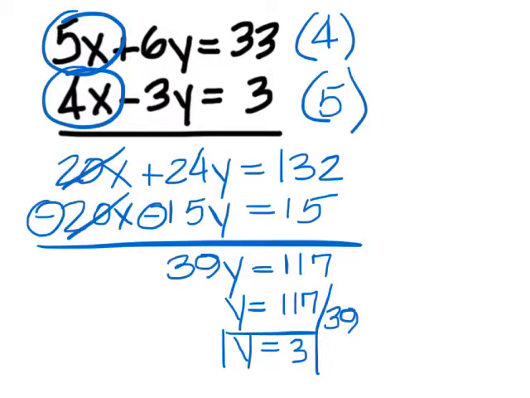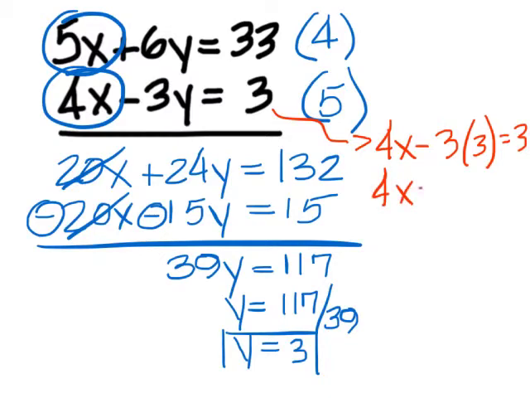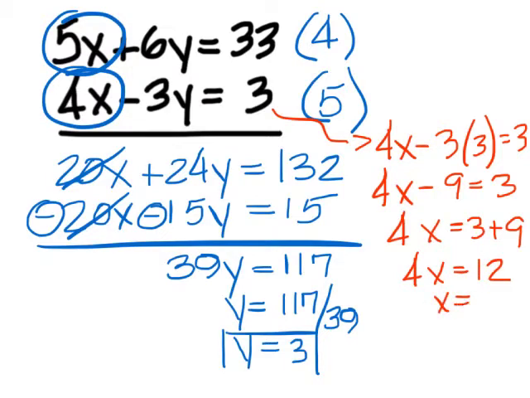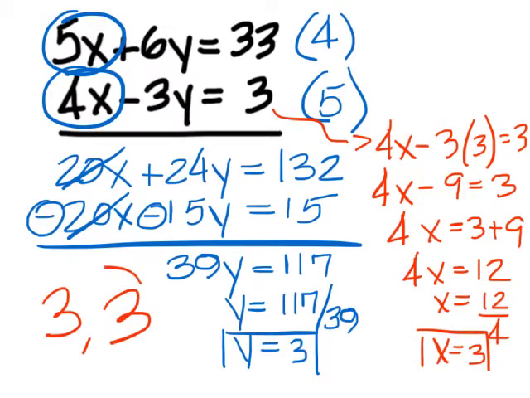Now plug in 3 to the top or bottom equation from the beginning. I'm going to use the second one, and that should be 4x minus 3 times 3 equals 3. So 4x minus 9 equals 3. 4x equals 3 plus 9. That's going to be a 12. And when I divide 12 by 4, I get 3. So the final answer is (3, 3).